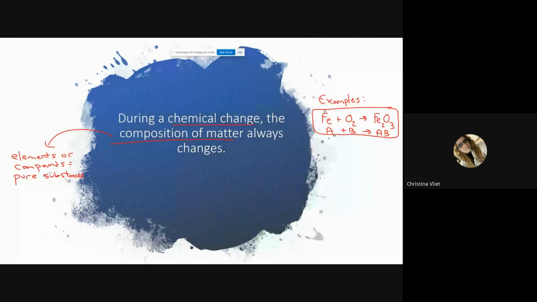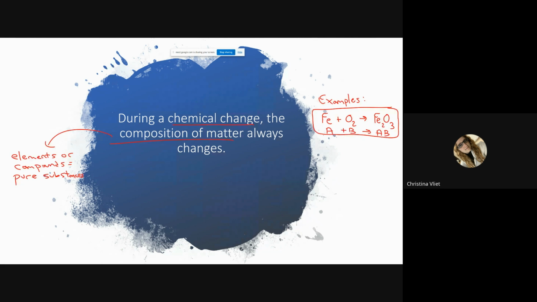You wrote 2 oxygens on the left side and you wrote 3 oxygens on the right side. Something looks wrong there, meaning the numbers don't match. And the numbers do have to match. That's called the law of conservation of mass. You have to have the same amounts on each side.